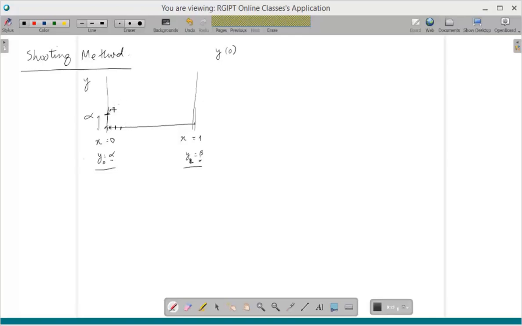At each step I need to know, in addition to y at that step, also dy by dx at that step, so that I can get the change over the next step and add it to the previous step to get the final value. So y(n+1) will be yn plus dy/dx at the nth step times delta x. So this I can implement.